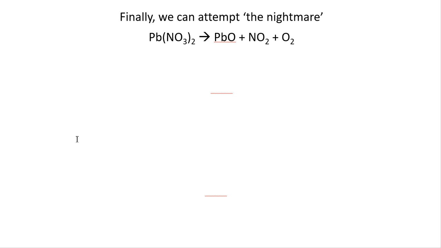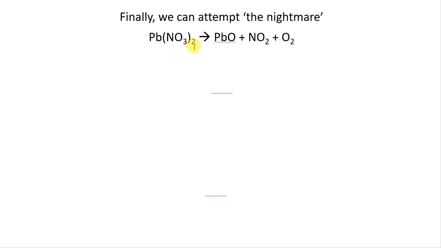So I always say balance the element last. You can put what you like in front of the O2. It won't affect anything else. To begin, going from the left, only Pb, N, and O to think about. 1 Pb to begin with, 1 at the end. Great.